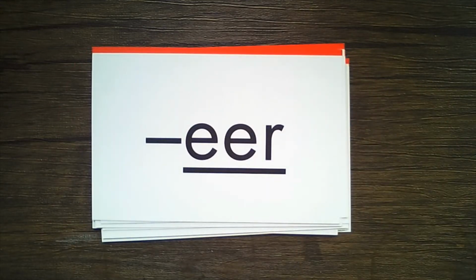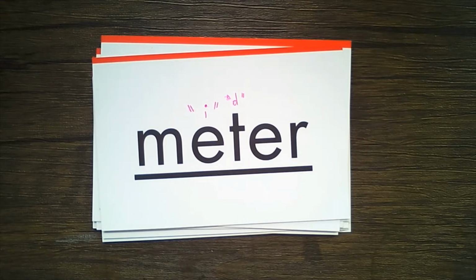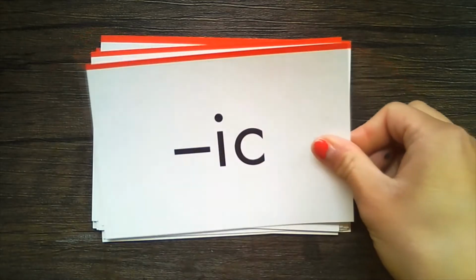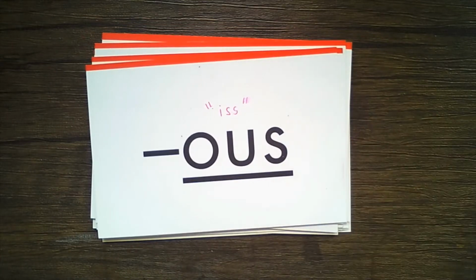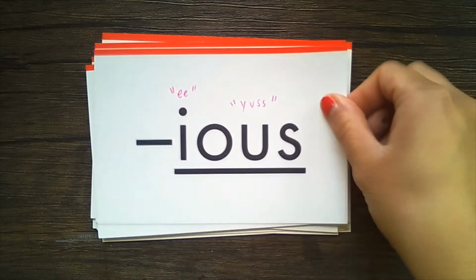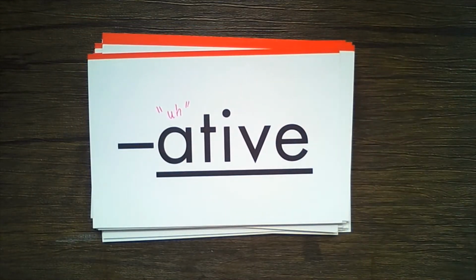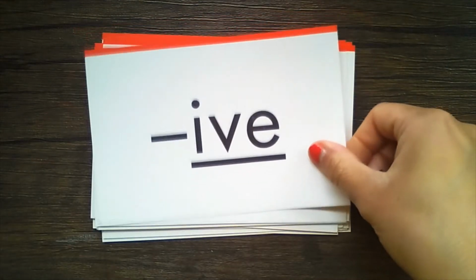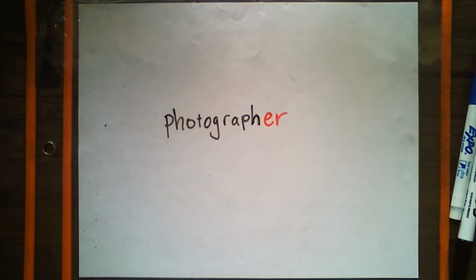Read, ear. Read, ibble. Read, mitter. Read, chur. Read, ick. Read, is. Read, eus. Read, ativ. Read, tiv. Read, iv. When we add affixes, it can change some of the sounds in the original base word.